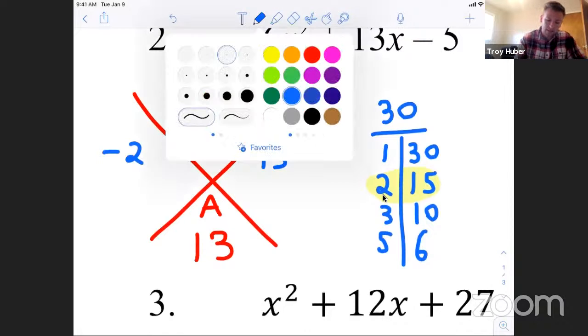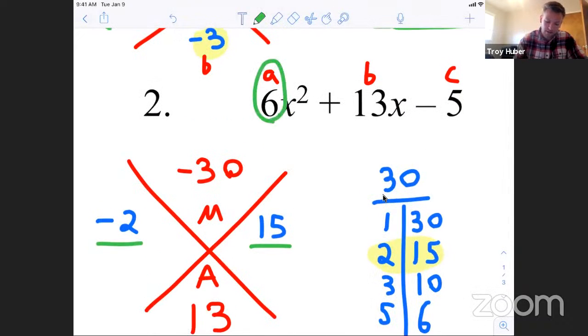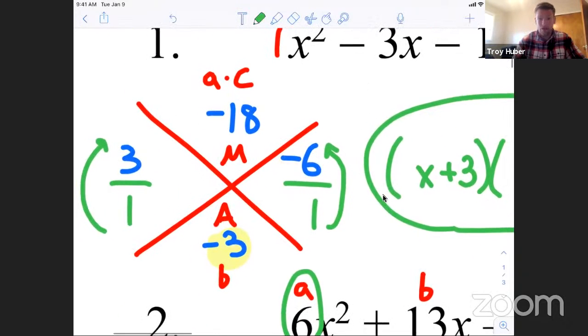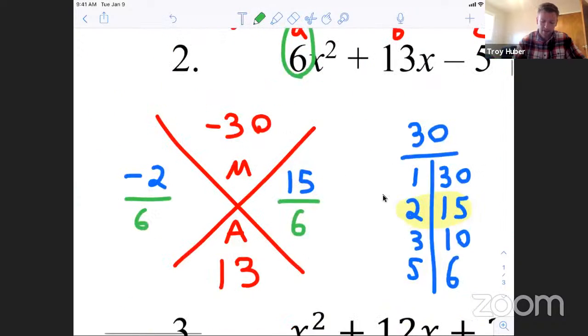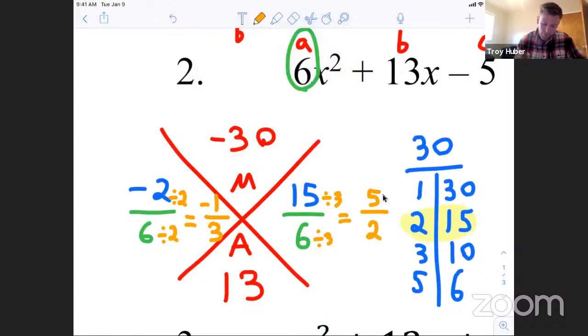All right, and our last step is just to put them both over our A value, which here is 6. So I put them both over 6. Now watch out, because in this example, they were over 1, so we could not simplify. This one, we have to simplify both of these. So on this side, I'm going to divide my numerator and denominator by 2. So this would give me -1, and 6 divided by 2 is 3. And on this side, I'm going to divide both of these by 3. So I get 5 over 2.